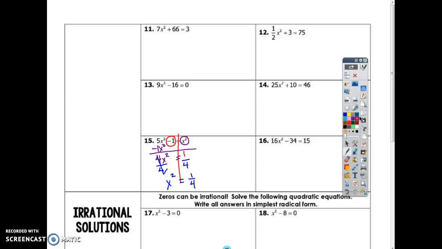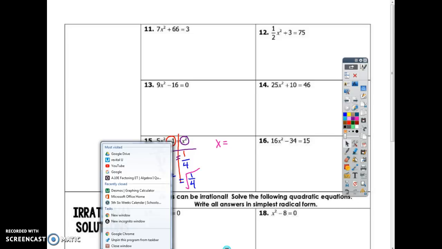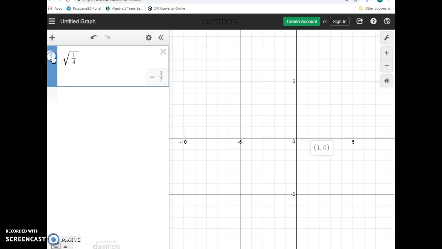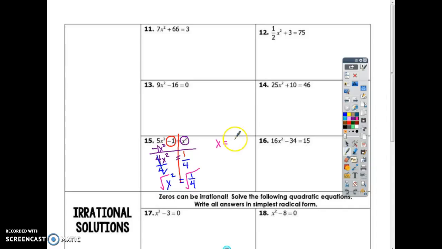And we have to take the square root of both sides. So you have x equals, and we're going to check that, the square root of 1/4. The square root of 1 divided by 4 is 0.5, which is a half. 1/2. So right here, I would say plus or minus 1/2. So my answers are negative 1/2 and positive 1/2. But again, if you want to check it in Desmos, you can.